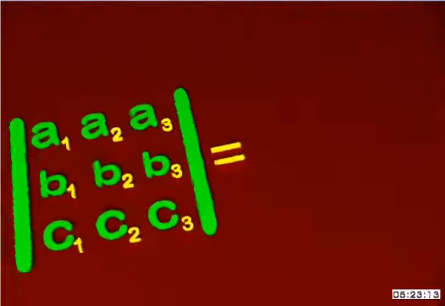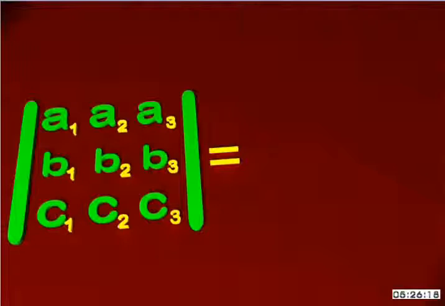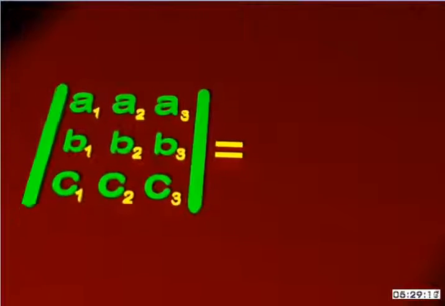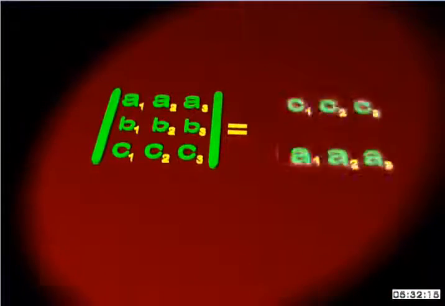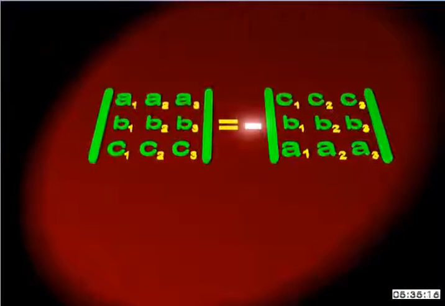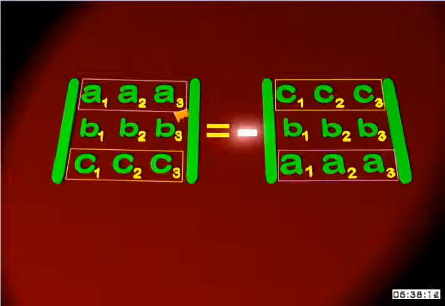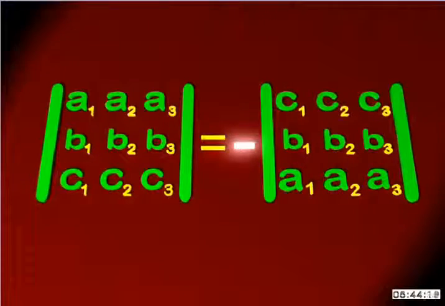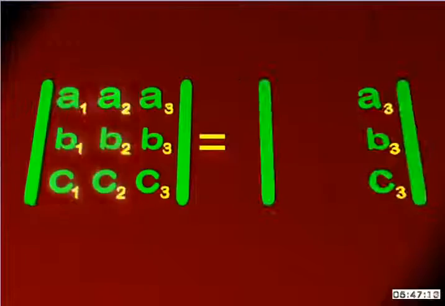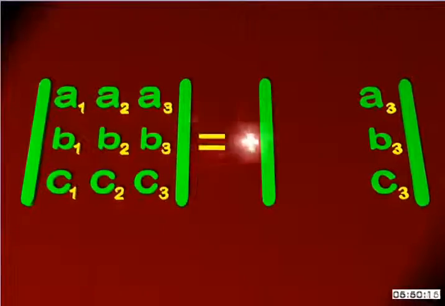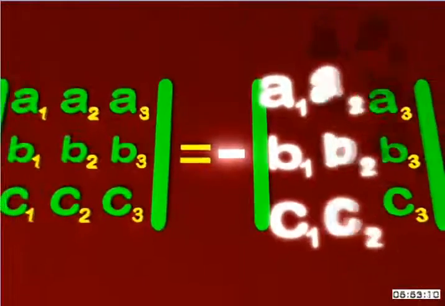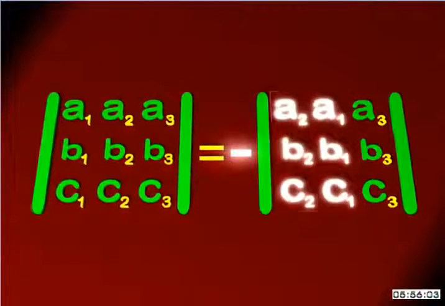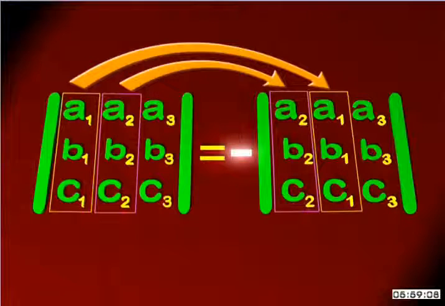Second property of determinants states that if any two rows of a determinant are interchanged, then sign of the determinant changes. Or you can say that value of the determinant gets multiplied by -1. Similarly, this property is true for two columns also. So, you can say that the sign of the determinant changes if any two columns of the determinant are interchanged.